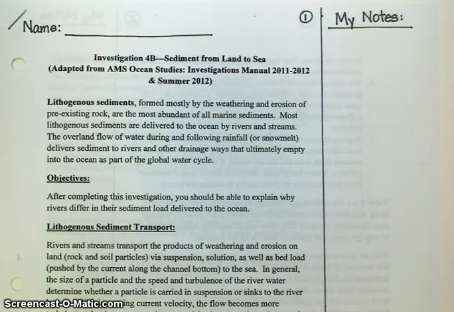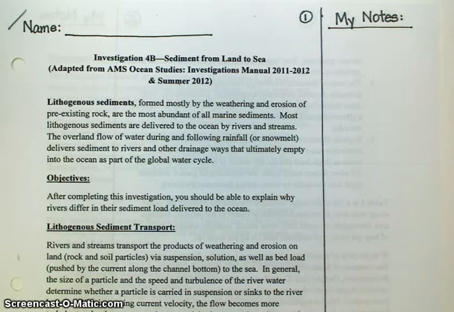Lithogenous sediments, formed mostly by the weathering and erosion of pre-existing rock, are the most abundant of all marine sediments. Most lithogenous sediments are delivered to the ocean by rivers and streams. The overland flow of water during and following rainfall or snowmelt delivers sediment to rivers and other drainage ways that ultimately empty into the ocean as part of the global water cycle. All right, so we're going to dissect this first paragraph and go through so that you understand what everything is and what it means.